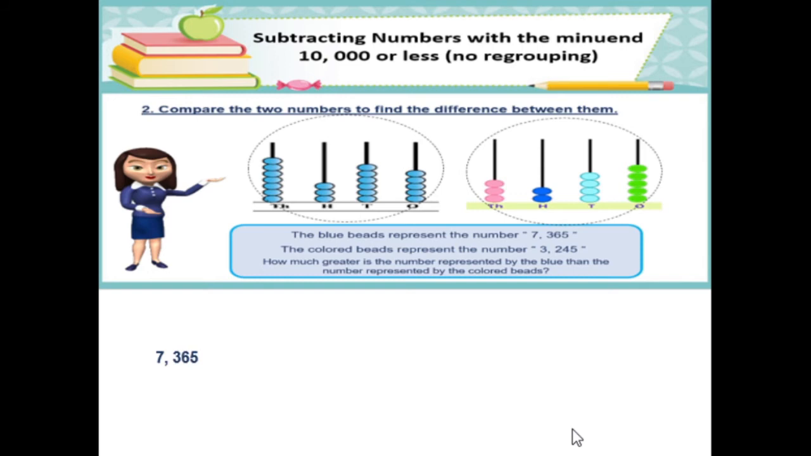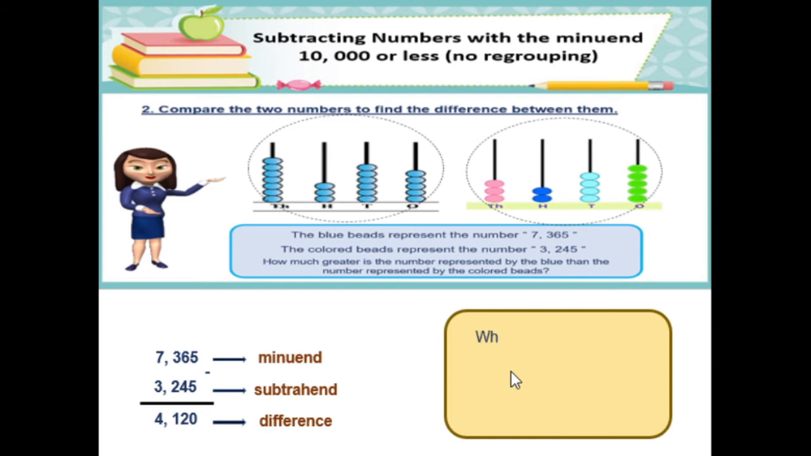Now look, we have here 7,365 minus 3,245. 7,365 is our minuend. It's the first number. It's at the top. And 3,245 is our subtrahend. Now, if you compare the two, you would get 4,120, and it's our difference.